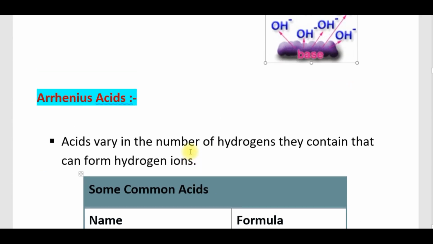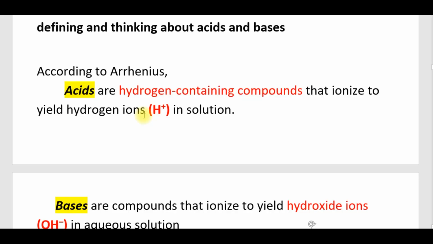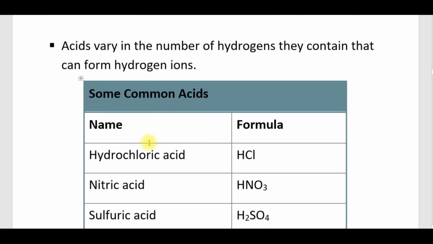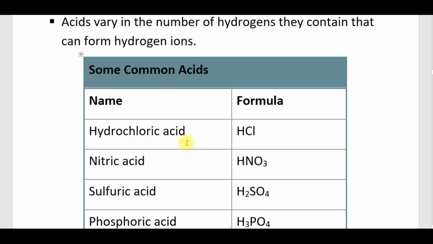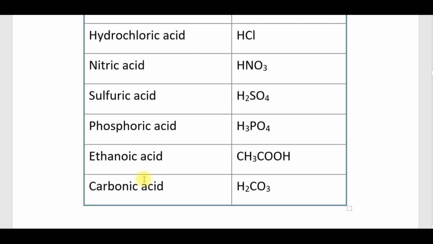So this is the basic concept of Arrhenius. Here I am explaining Arrhenius acids and Arrhenius bases. So what does an Arrhenius acid mean? Acids vary in the number of hydrogens they contain, and they can form hydrogen ions. Hydrochloric acid consists of HCl. Nitric acid is HNO3. Sulfuric acid is H2SO4, consisting of 2 hydrogens. Phosphoric acid consists of 3 hydrogens, that is H3PO4. And ethanoic acid mainly consists of CH3COOH.